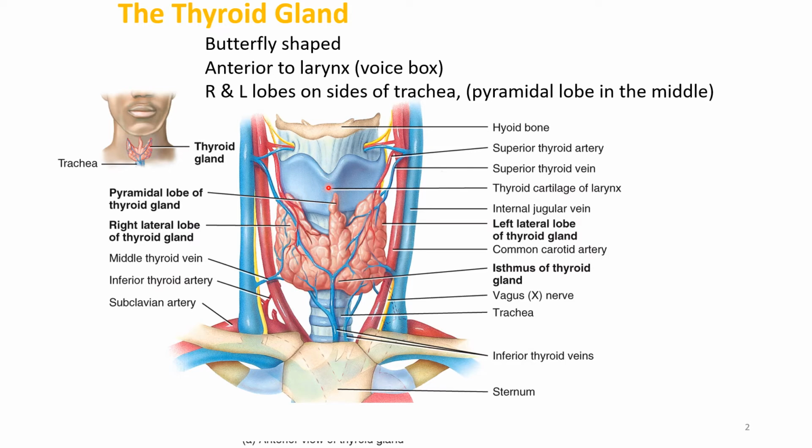It's that big V cartilage in the front of your throat there. So just inferior to that is going to be this thyroid gland. It's got two big lobes on it that look like a butterfly, and then sometimes in the middle there will be a pyramidal lobe of the thyroid gland.